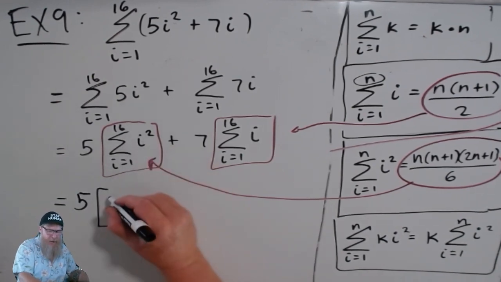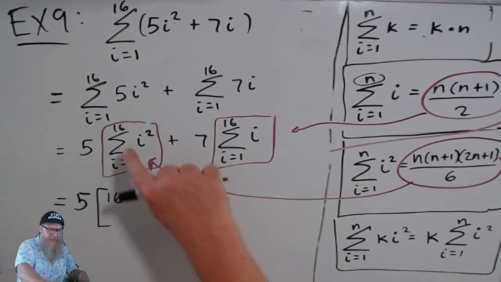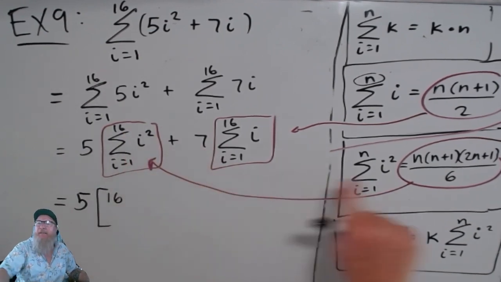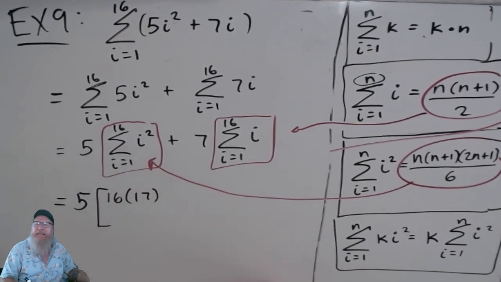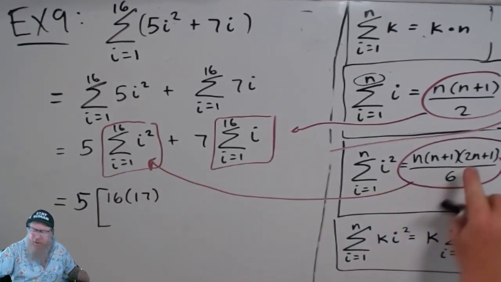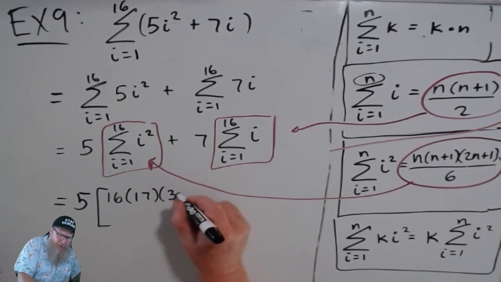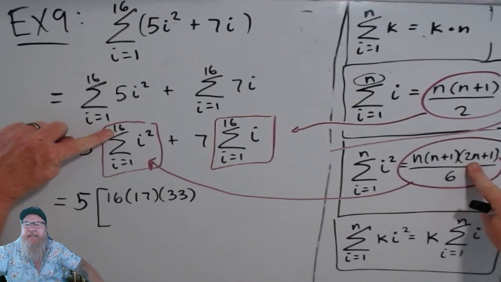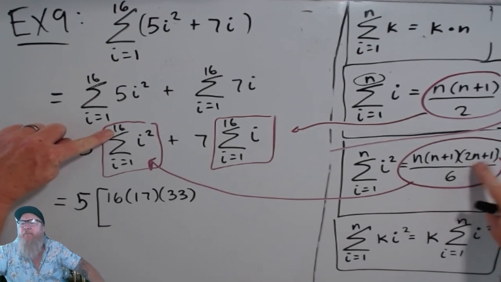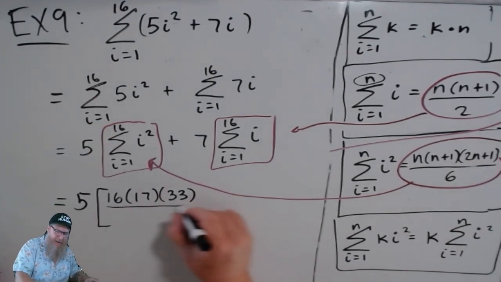For i squared, you've got n. n is 16. And then you've got n plus 1, which is 17. And then you've got 2n plus 1, which is 33. 2 times 16 is 32, plus 1 is 33, divided by 6.